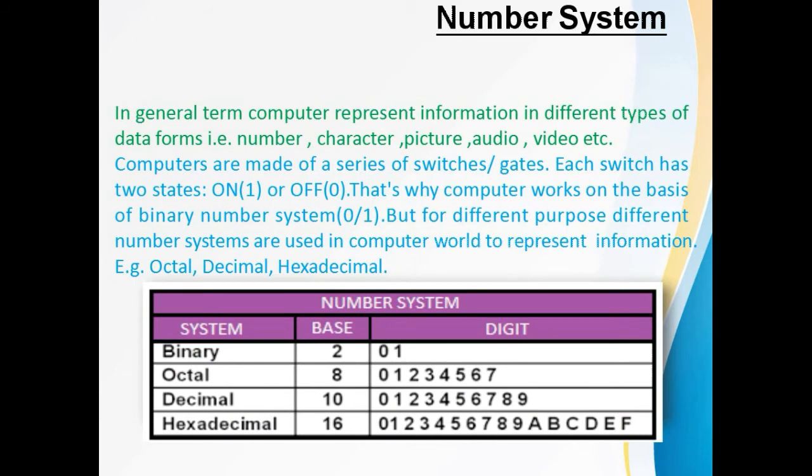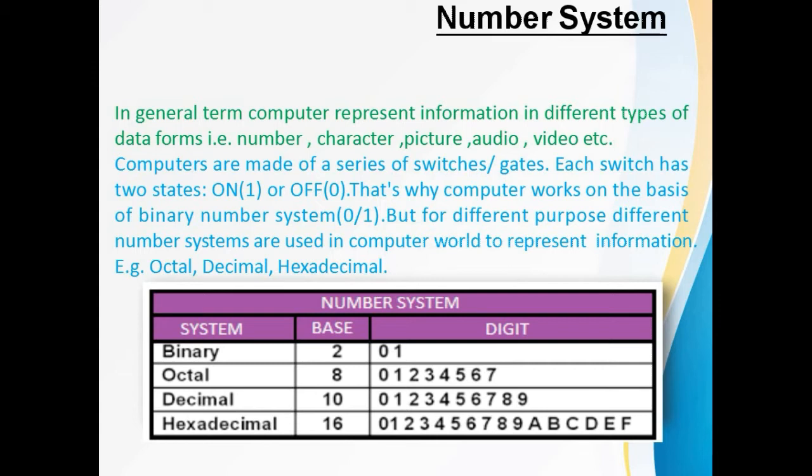Computers represent information in different types of data forms, that may be number, character, picture, audio or video. Computer is made up of switches or gates. Each switch has two states, on or off. On is 1 and off is 0.